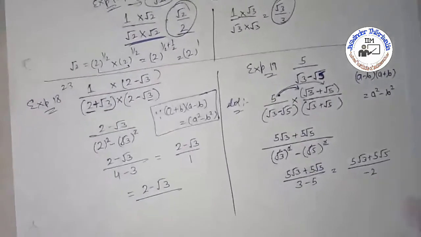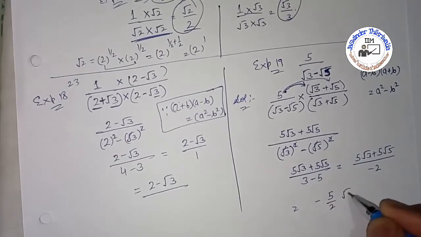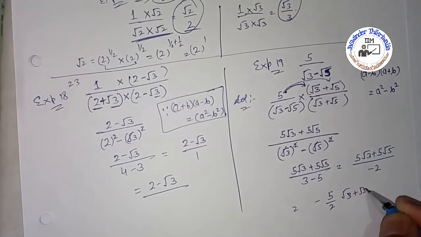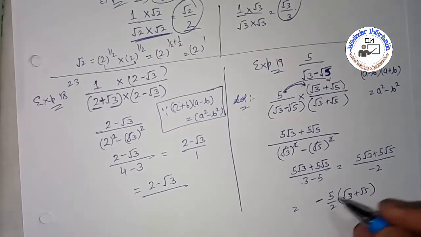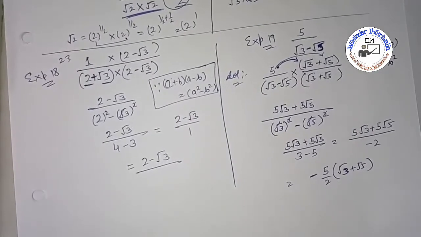Clear, beta? So you can take the minus common also here, minus 5 upon 2, you can write it this way also. You can take 5 common and the minus sign also common, you can write it this way also. So it's your example number 18 and 19.